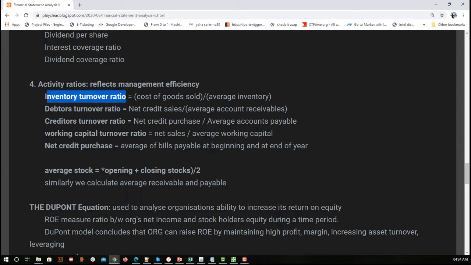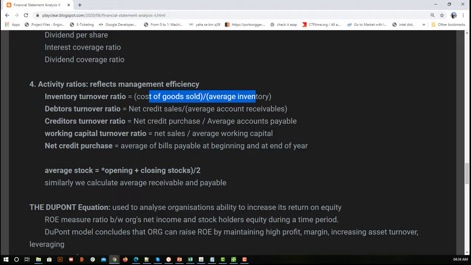So inventory turnover ratio means the cost of goods sold divided by average inventory. Based on this, what we get as the output is the number of times an inventory is sold. So the more the number of times, the better it is for the company and for the shareholders.